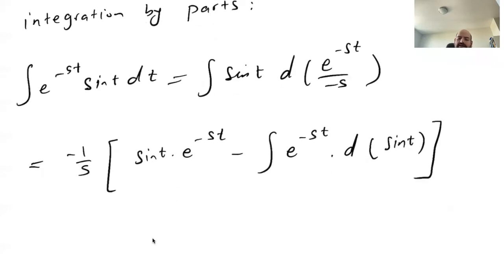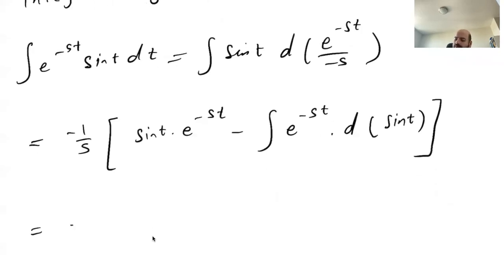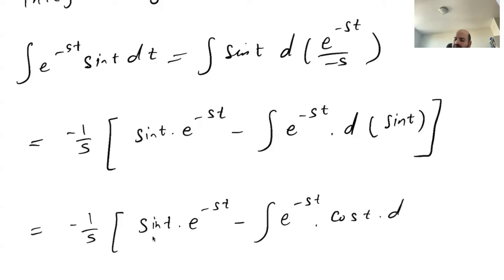Now, what is d sine t? D sine t, we know it's cos t dt. D sine t will be the derivative of sine t times dt, so it will be cos t dt. So then this will be minus 1 over s sine t e to power minus st minus integral e to power minus st times cos t dt. Now, what about this integral e to power minus st cos t dt? How can I simplify it?